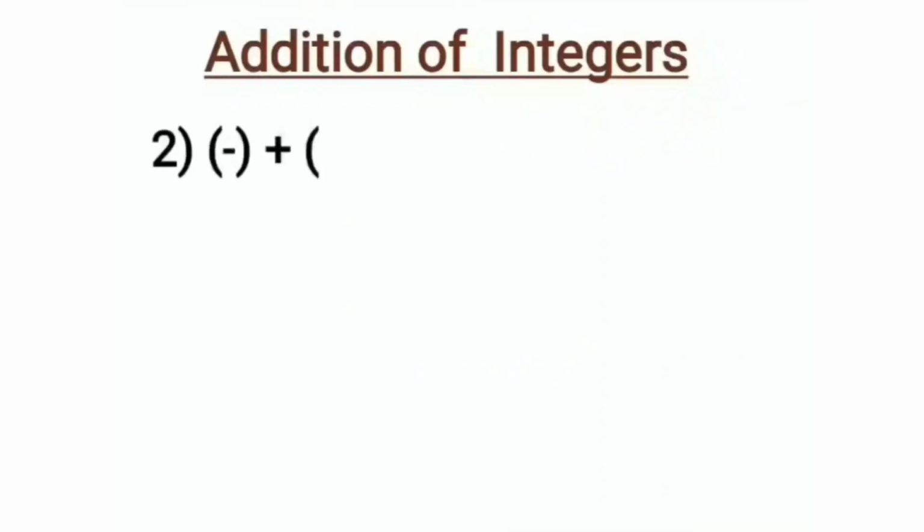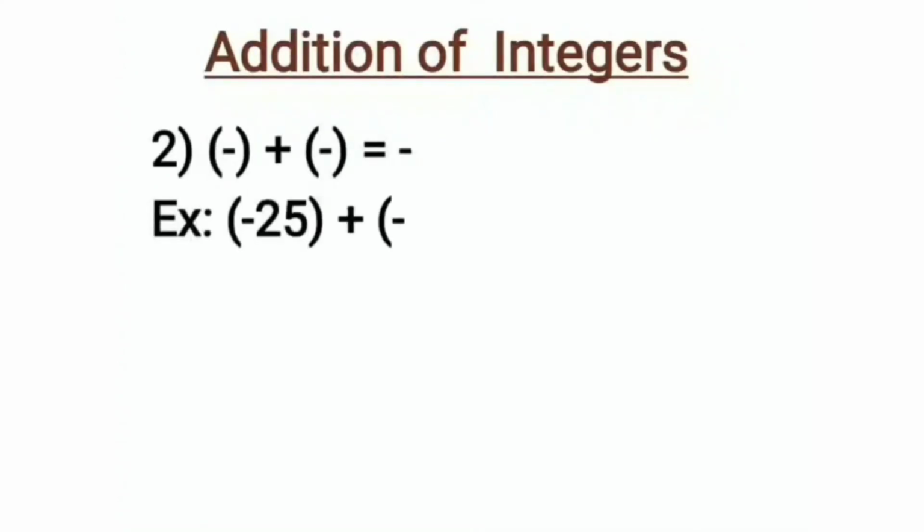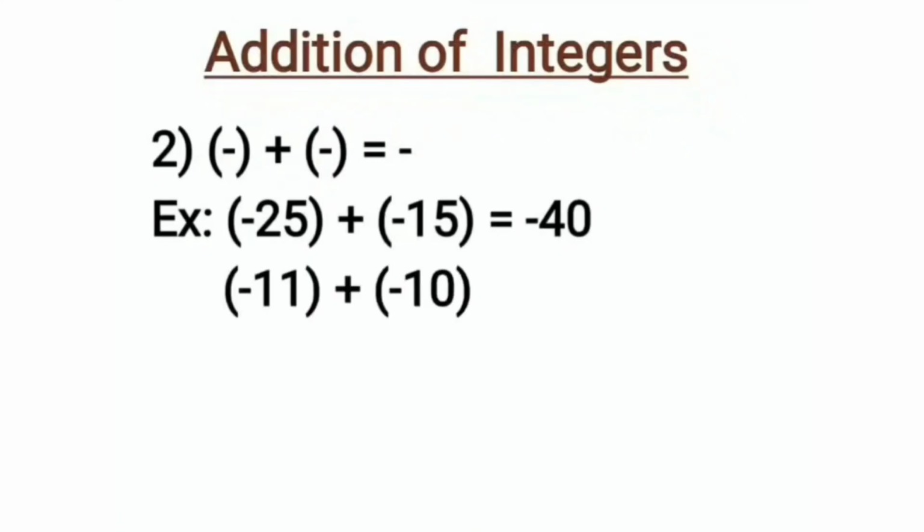When two negative integers are added, then result is negative. Let's see example. When minus 25 and minus 15 is added, we get minus 40. Another example is minus 11 and minus 10. Here addition gives minus 21. This is the addition of negative integers.